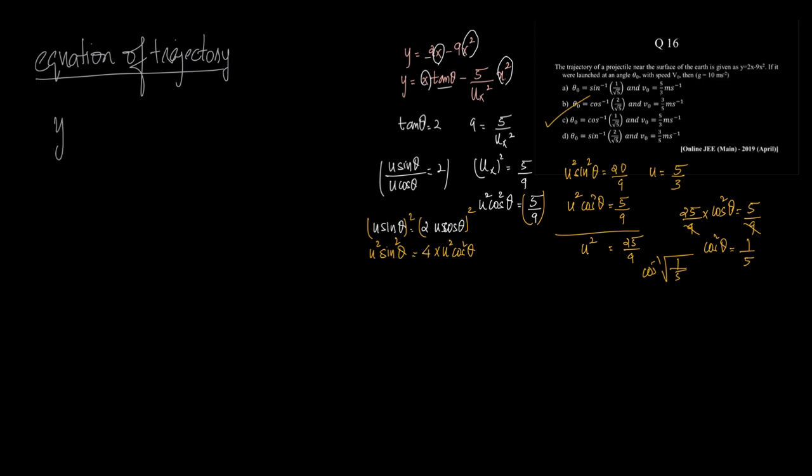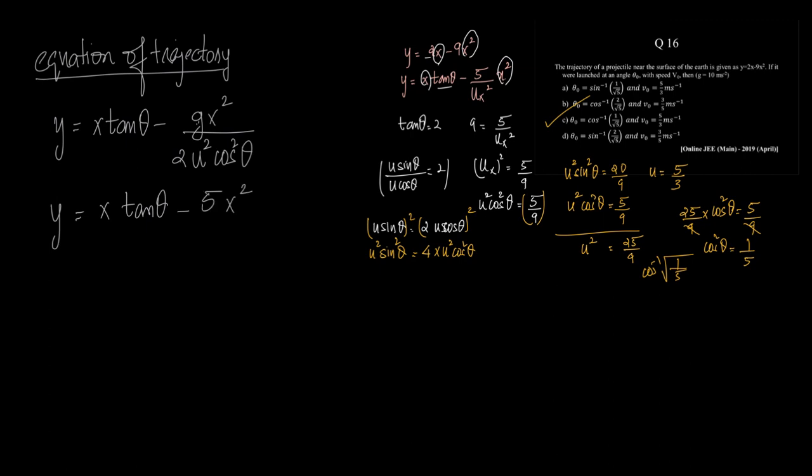given by y = x tan θ − g x² / (2 u² cos² θ), right? So I'll make a slight variation here. I'll write it as y = x tan θ − (g is 10, so 10 by 2 is 5) 5 into x² upon u² cos² θ.